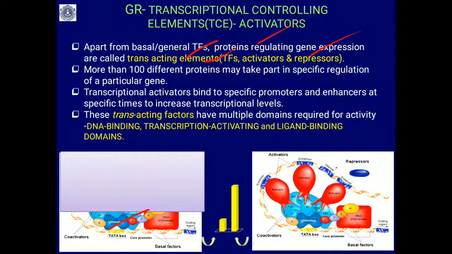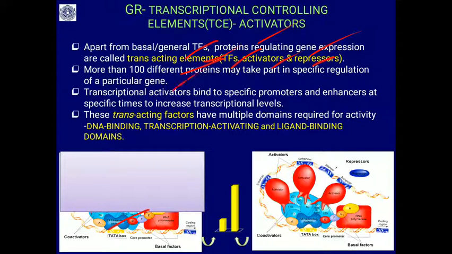They are called trans-acting elements. So these are called transcription factors, or activators and repressors. All these are trans-acting elements. That means they are synthesized in the cytoplasm and transported to the nucleoplasm, and they are going to bind the promoter region or DNA directly, and they are going to regulate the gene expression or mRNA production.